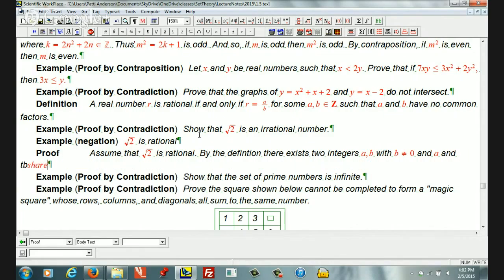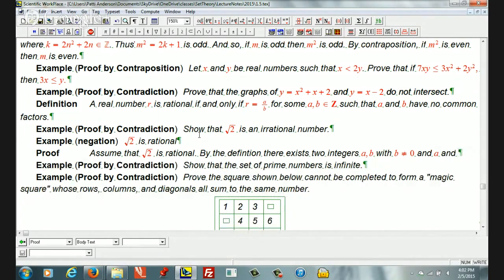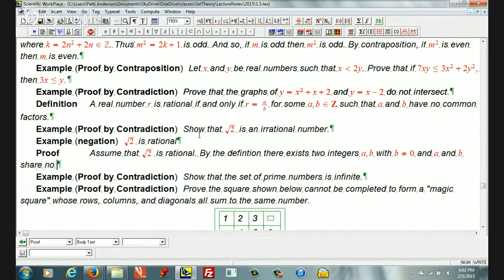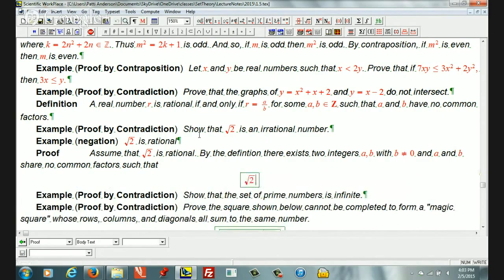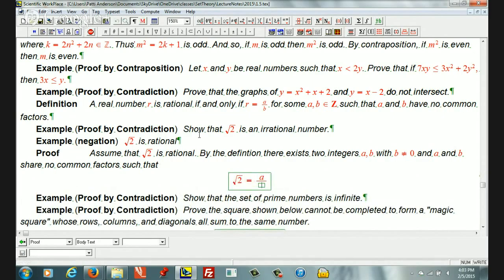I got off. That's given. Me too, and I always forget. There's some insert key that is supposed to turn it on and off too, if insert's easy to find. Okay, so they share no common factors, such that the square root of 2 is equal to a over b.